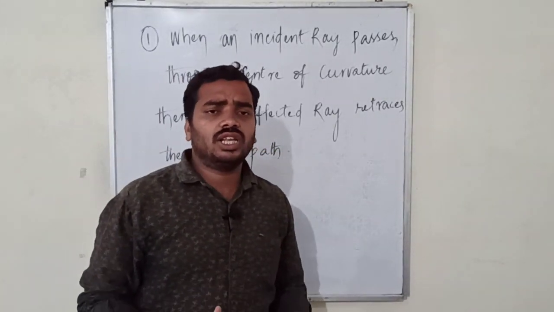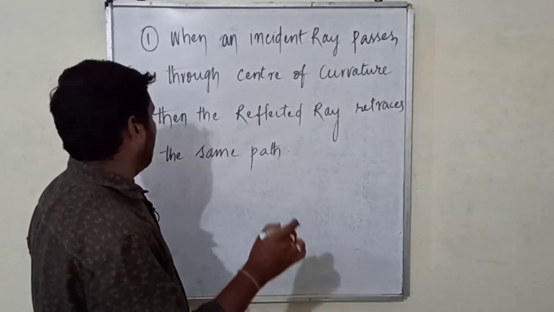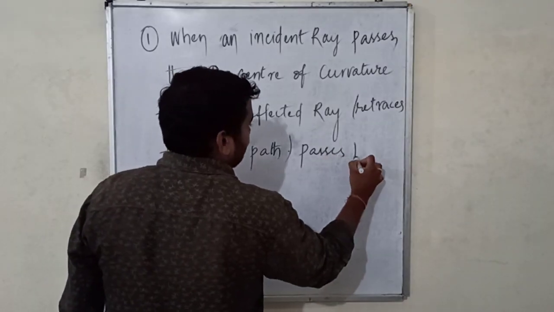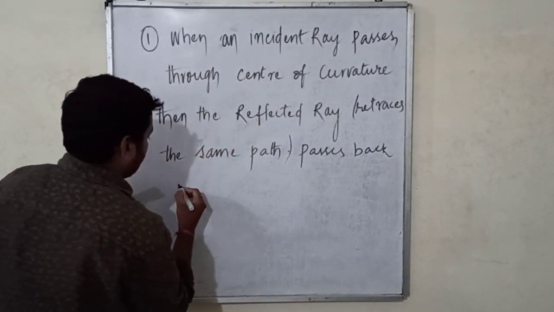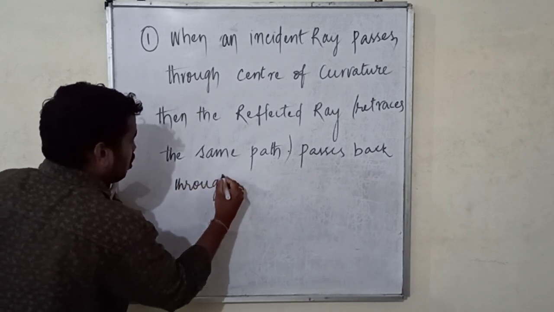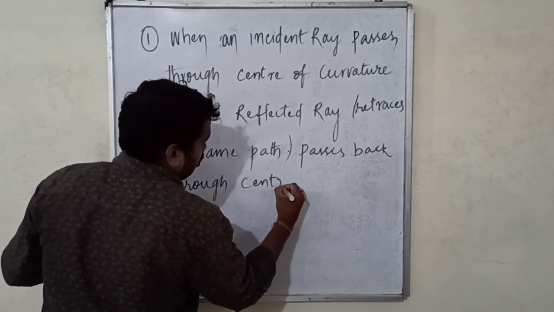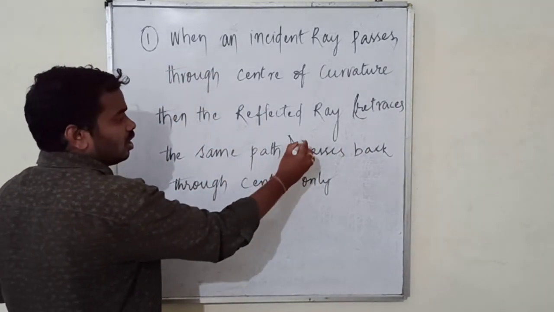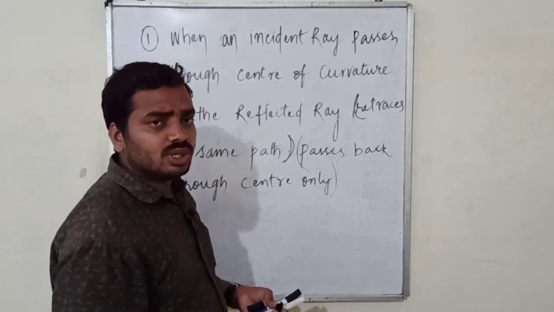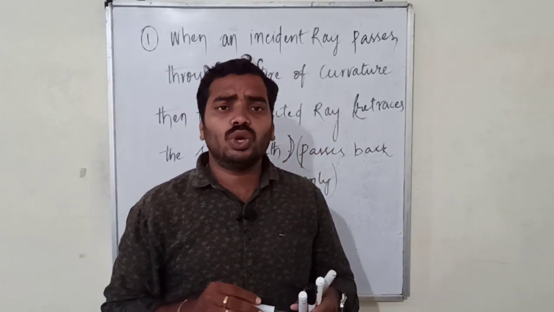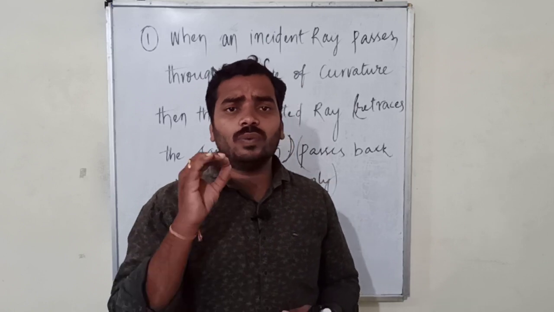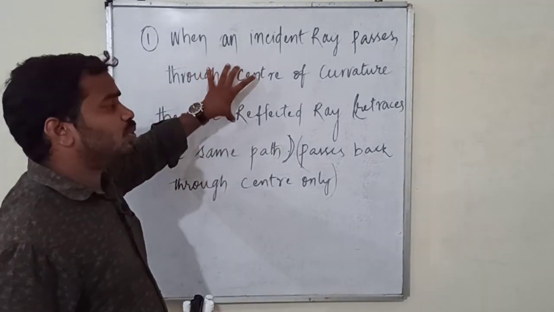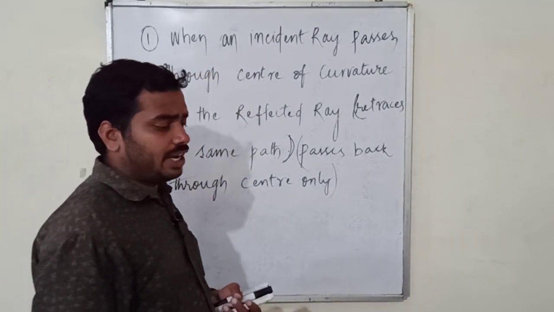This can be said in a different manner also. Then the reflected ray passes back through the center only. So from here to here, whatever it means, from here to here also, that means the same. We shall see this using a diagram so that you will understand how exactly the meaning of this would be conveyed in the ray diagram.